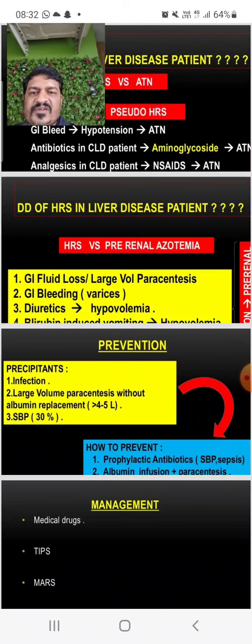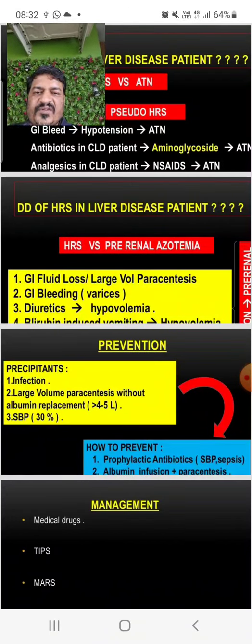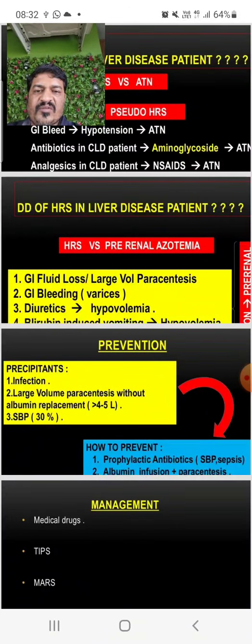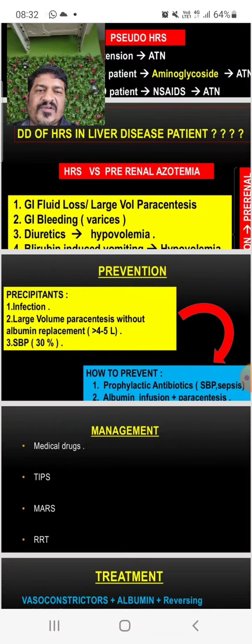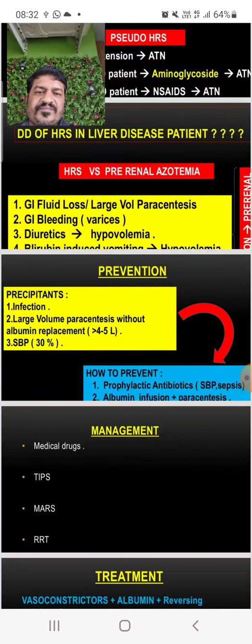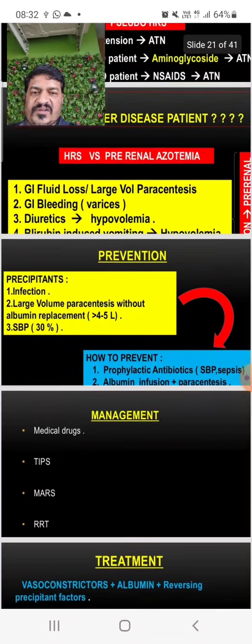Prevention: prevent precipitants like infection, large volume paracentesis without albumin replacement, and SBP. How to prevent this? Prophylactic antibiotics for SBP and sepsis, and albumin infusion plus paracentesis.